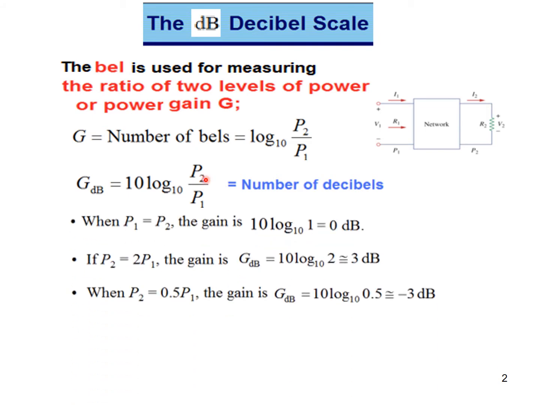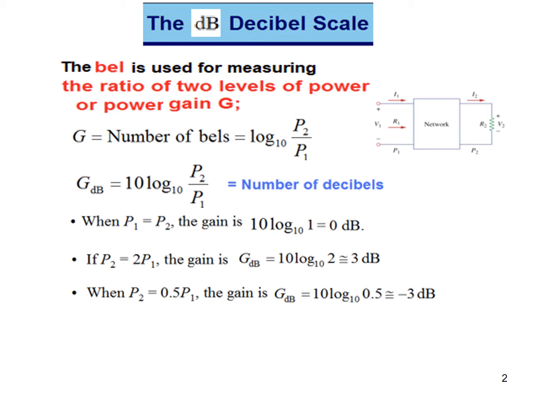Now if the two powers are the same, the ratio will become 1 and the log of 1 will be 0, so this will become 0 dB. So actually this is the reference point from where we start measuring.